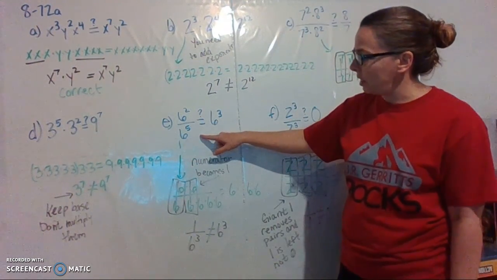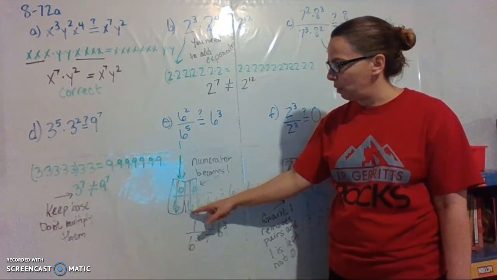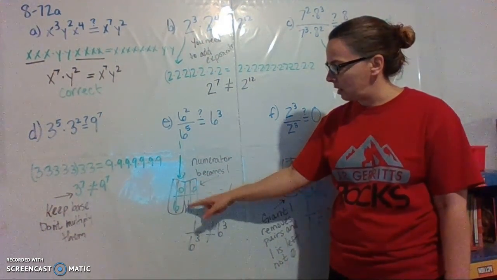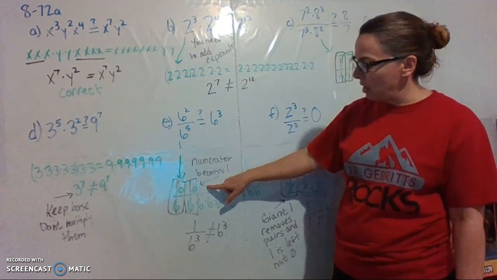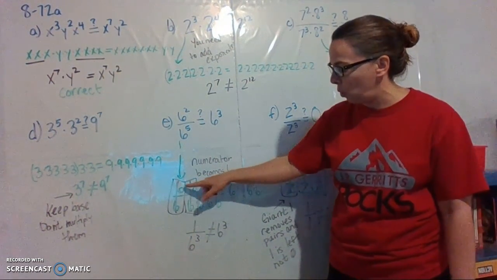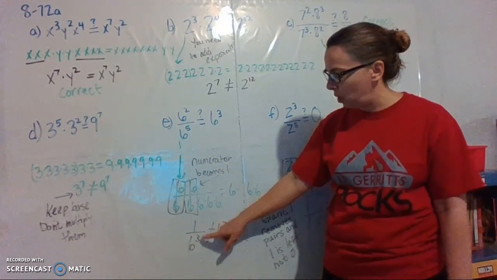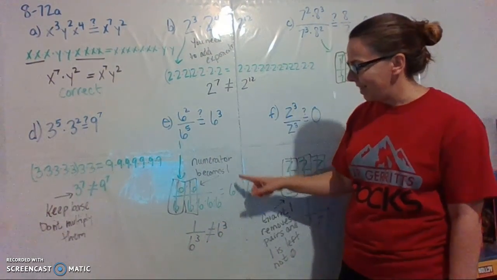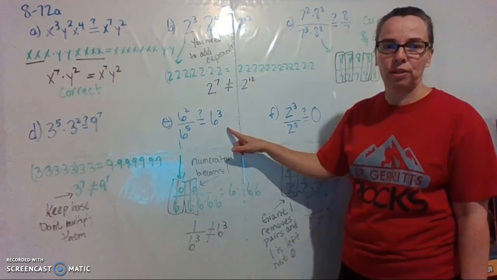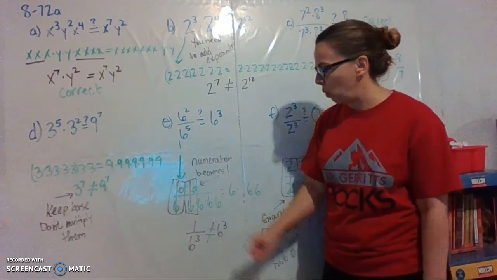Problem E, 6 to the 2nd over 6 to the 5th. Using our giant 1, I can remove this 6 over 6 and this 6 over 6. So on my numerator, I'm left with just 1. There are no more 6's. Remember, these are 1s times 1. And on my denominator, I have 3 6's. So this is 1 over 6 to the third. That does not equal our 6 to the third. So this is incorrect. Our numerator becomes a 1.